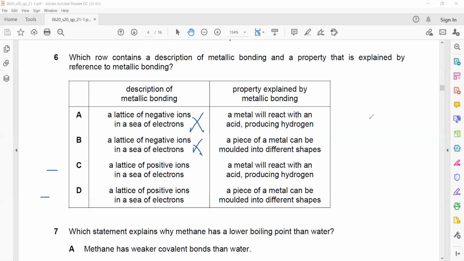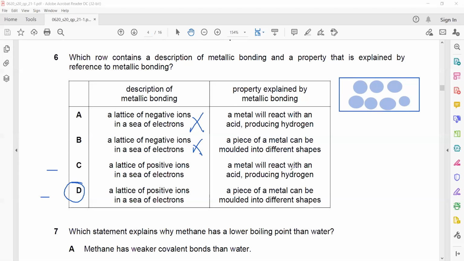This property is explained by the description of metallic bonding: a lattice of positive ions and delocalized electrons. When we apply a force, the layers can slide over each other. As the layers can slide over each other, that's why metals are malleable. So this is the property explained by metallic bonding.